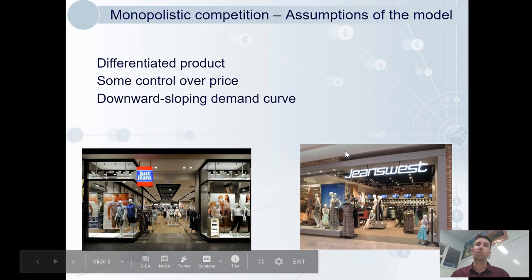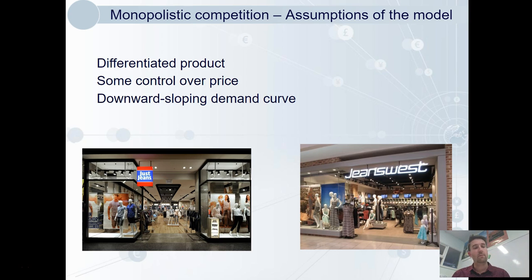Now, so far, low barriers to entry and many firms, it sounds a bit like perfect competition, but it's different. The product here is differentiated. So it's not the exact homogeneous product that it was in perfect competition. So coffee from different cafes doesn't taste the same. The cafe experience in different cafes is not the same. The clothes that Just Jeans and Jeans West sell are not the same.